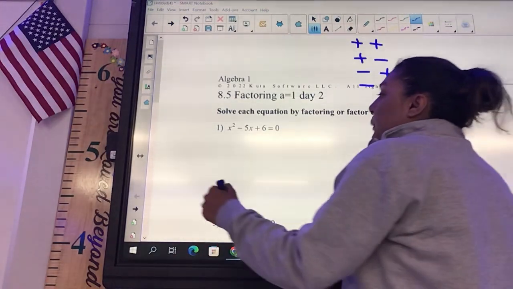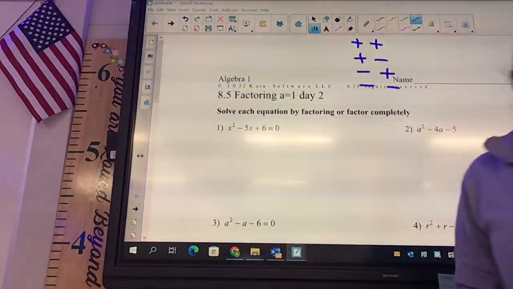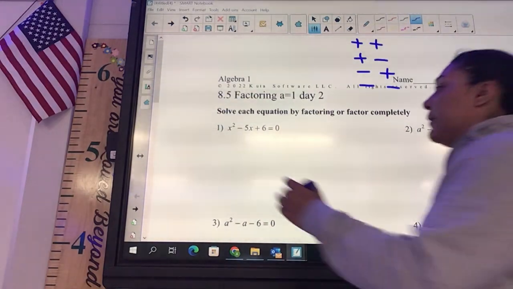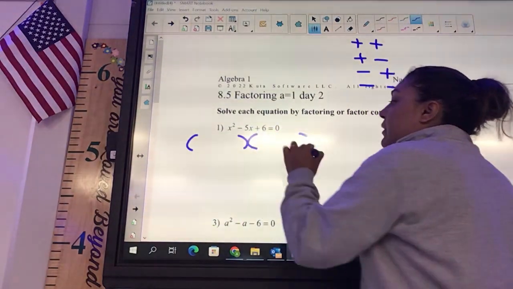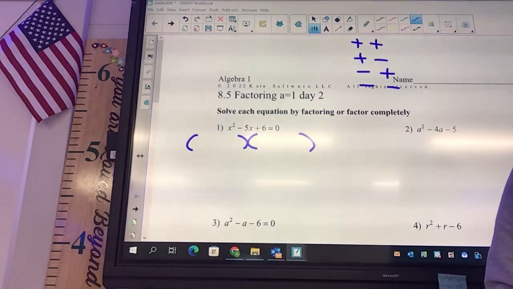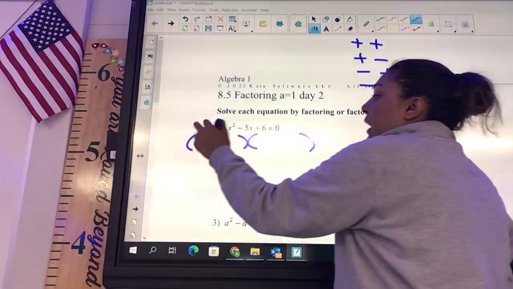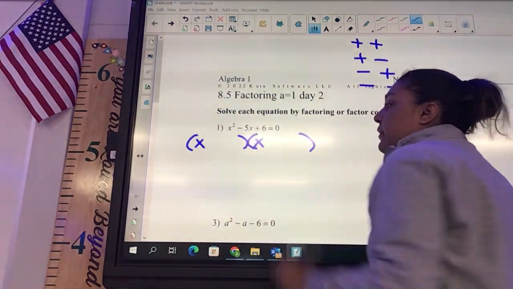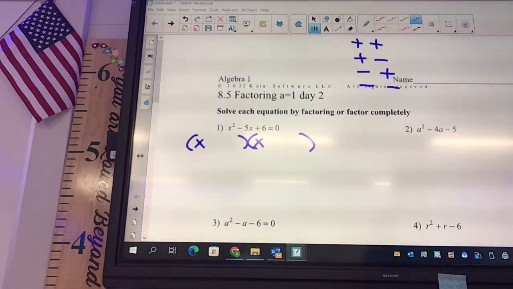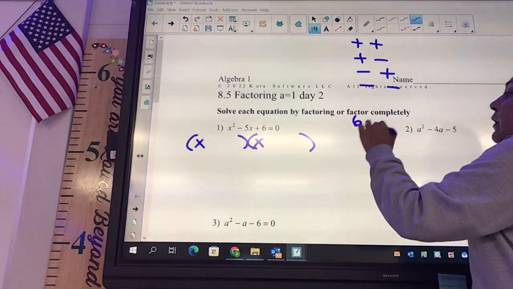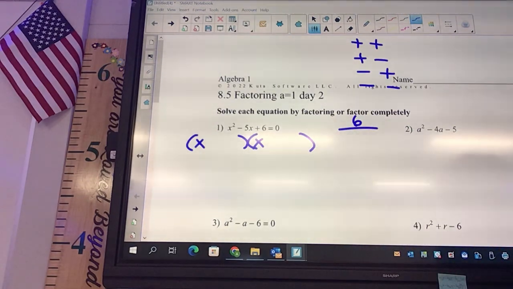So if we look at number 1, our first step is to do what? Draw the parentheses. Okay, so we got 2 parentheses, and what can we fill in? The x's. Okay, so it says x squared, so we got x and x. We need to make a list of what number? 6. Okay, what's the first one always going to be?